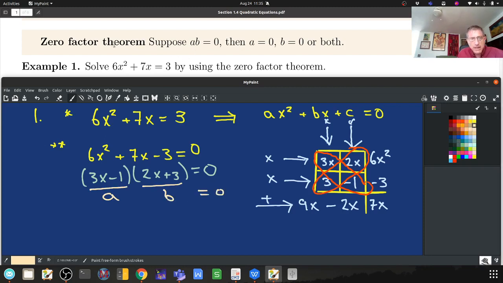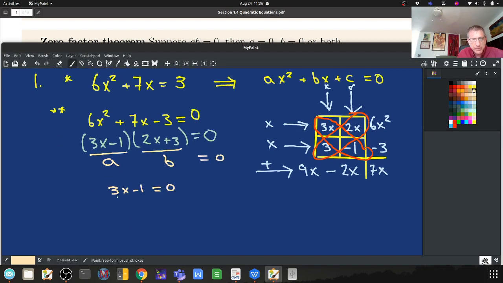So by my zero factor theorem, that implies A is equal to 0, but A is equal to 3x minus 1, and that's equal to 0. And we have to look at both possibilities. The other possibility is that B is equal to 0, but B is equal to 2x plus 3. So now all I have to do is solve these easy linear equations.